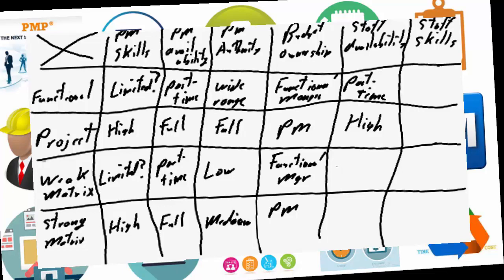In the weak matrix, it's going to go back to part-time as well. They're being pulled from across the entire organization. And again, in the weak matrix, the project manager may have limited power and authority to ensure the team members are completing project responsibilities. In a strong matrix, experience has shown that it's going to be some part-time and some full-time.